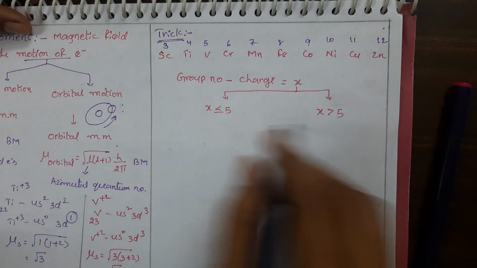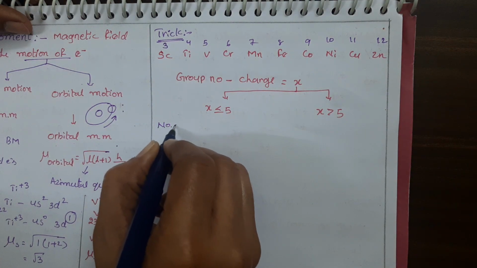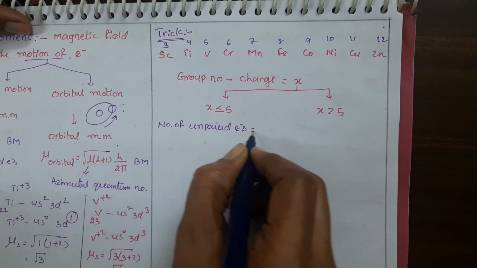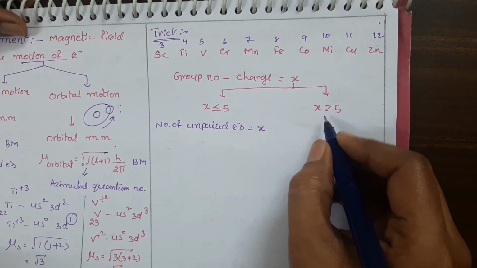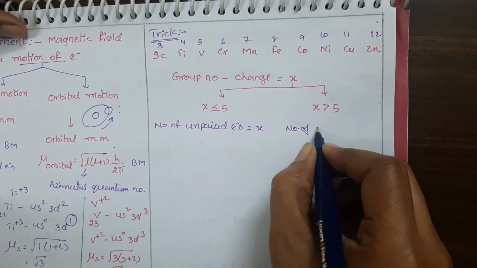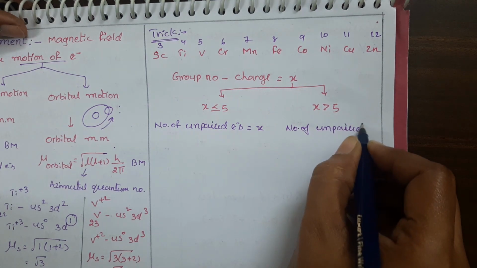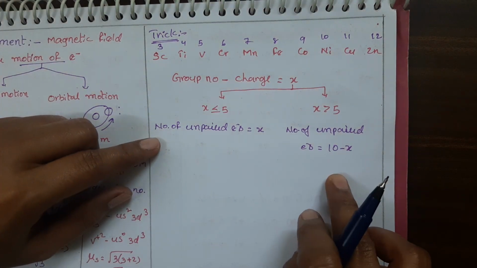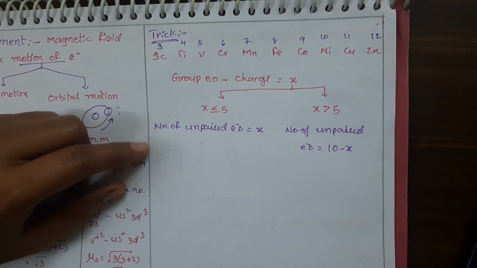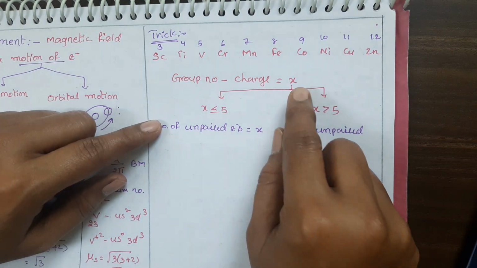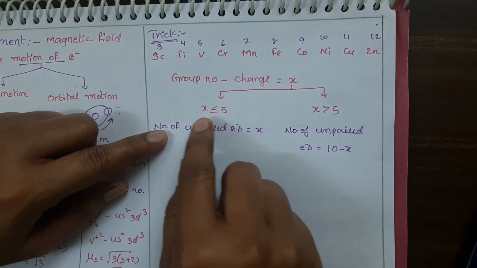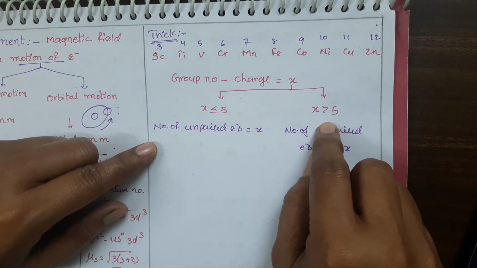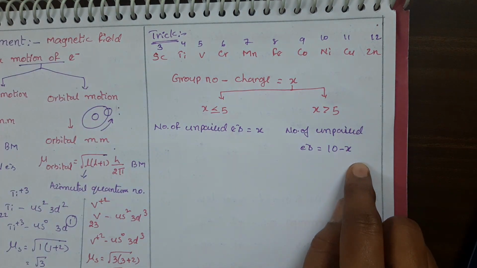If x is less than or equal to 5, the number of unpaired electrons equals x. But if x is greater than 5, the number of unpaired electrons equals 10 minus x. Just remember this and you can easily calculate the magnetic moment. Group number minus charge equals x. If x is less than or equal to 5, the number of unpaired electrons is equal to x. If x is greater than 5, the number of unpaired electrons is equal to 10 minus x.